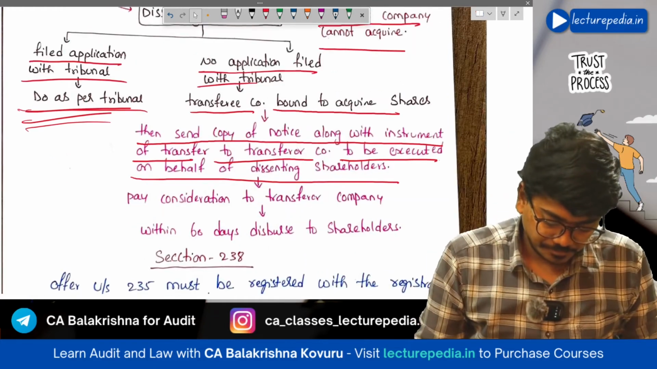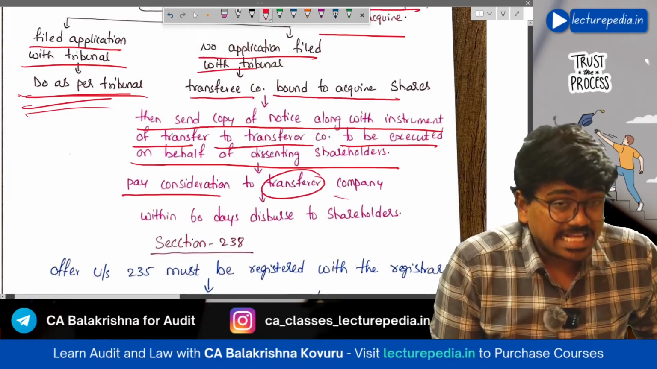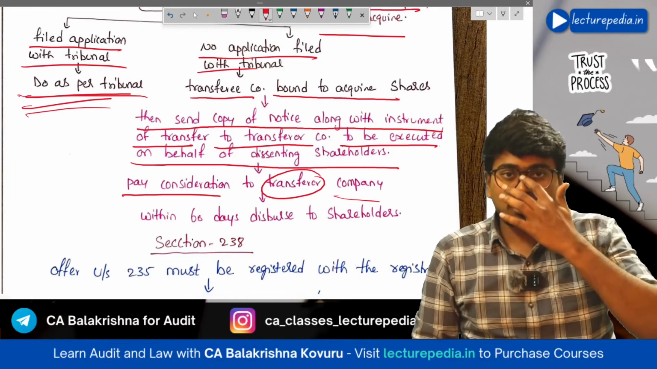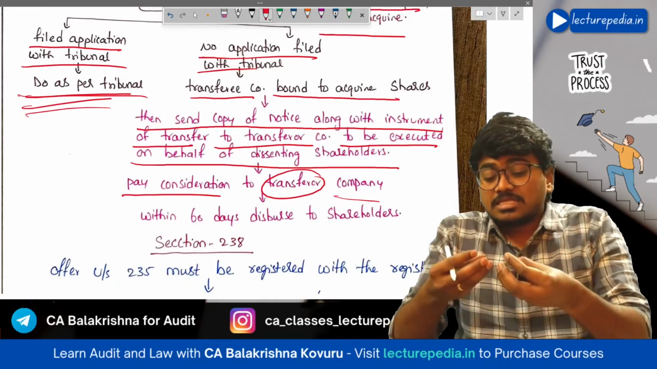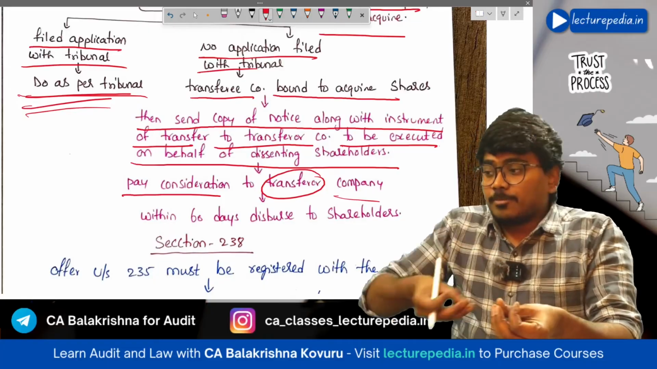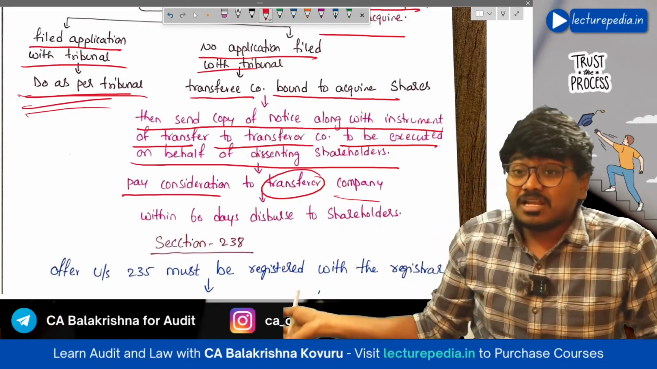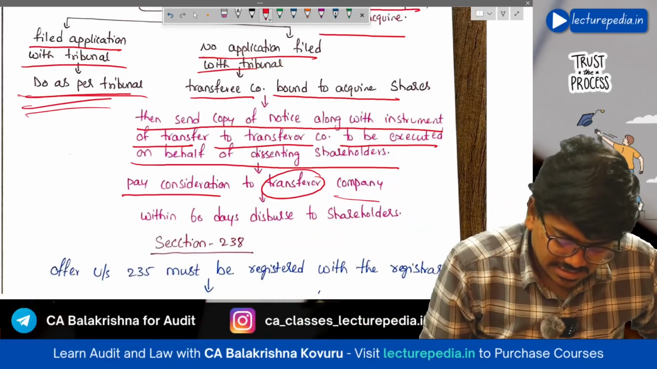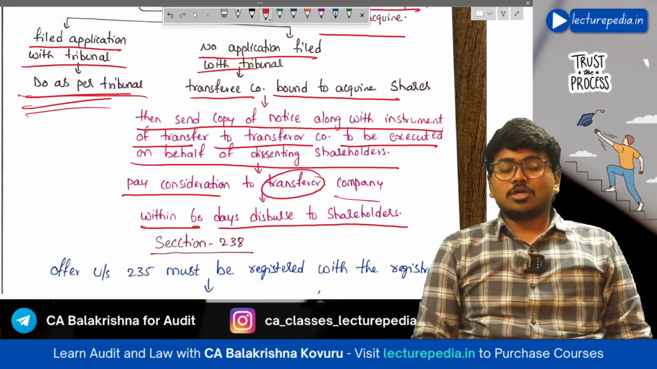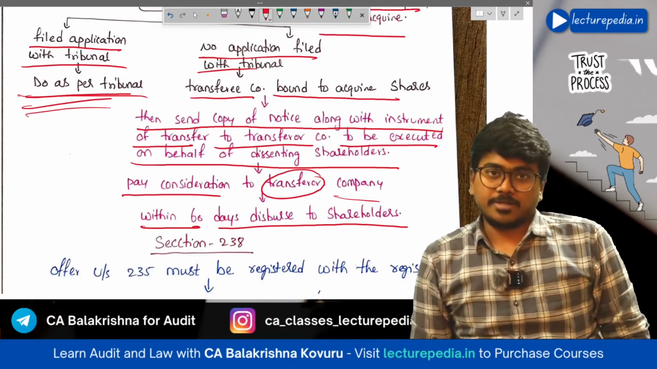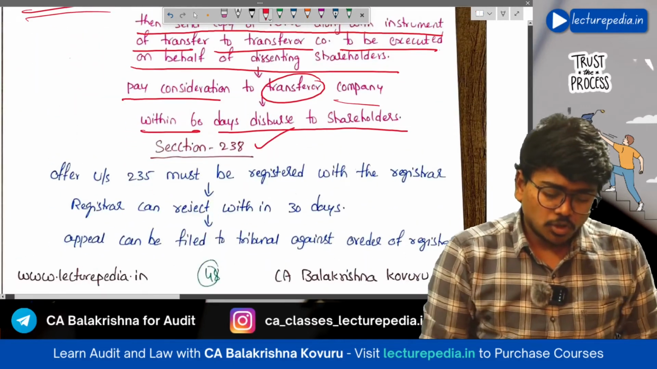Hope that is clear. And the transferee company will pay the consideration to the transferor company, since some shareholders are not agreeing; their value of shares will be paid to the transferor company. The transferor company will pay them to the shareholders within 60 days, disbursing that amount to the shareholders. Hope that is clear. Next, section number 238.